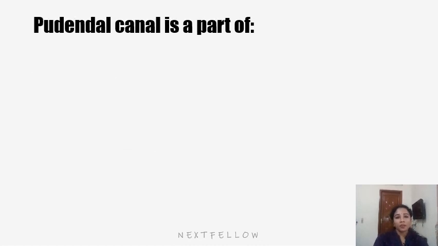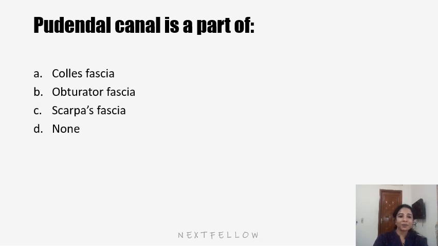Next question: the pudendal canal is a part of Colles fascia, Scarpa's fascia, or none? I hope you all know the answer. Obturator fascia is the right answer. The pudendal canal is formed in the obturator fascia in the lateral wall of the ischiorectal fossa or ischioanal fossa.